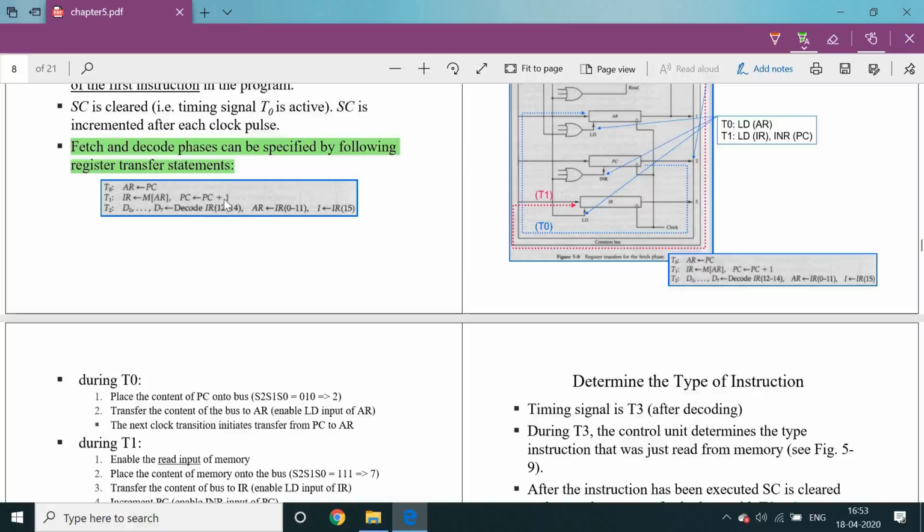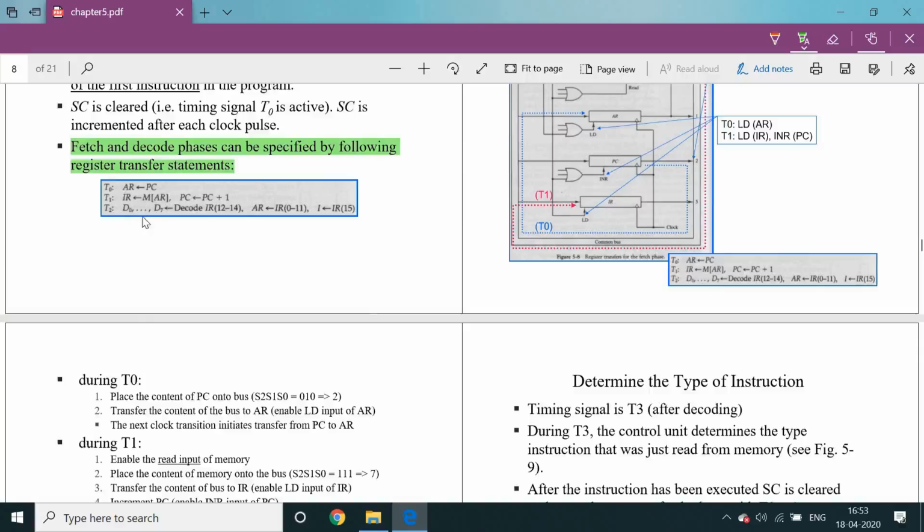Next, PC is incremented. The PC value was previously stored into the address register; now it is incremented, and the result is stored back into the PC. The arrow indicates the direction of data flow. Coming to the T2 clock pulse, previously at T0 the PC is stored into AR, and in the T1 clock pulse these two actions are performed.